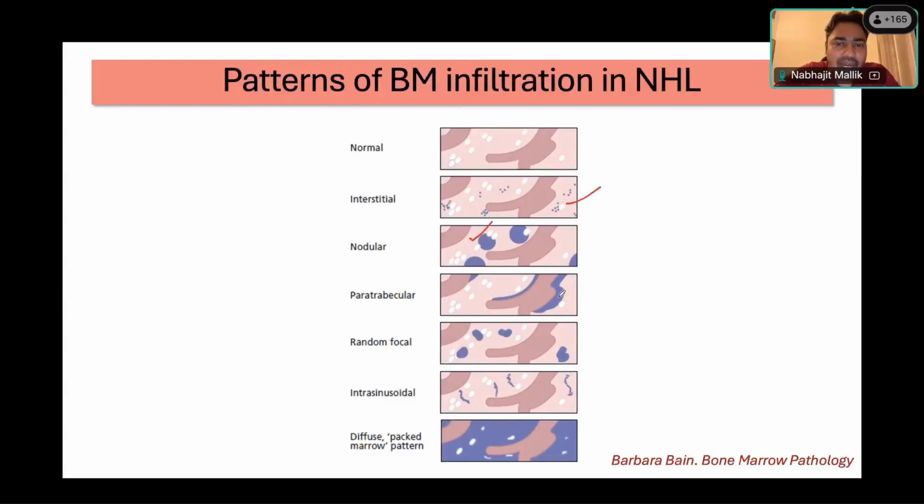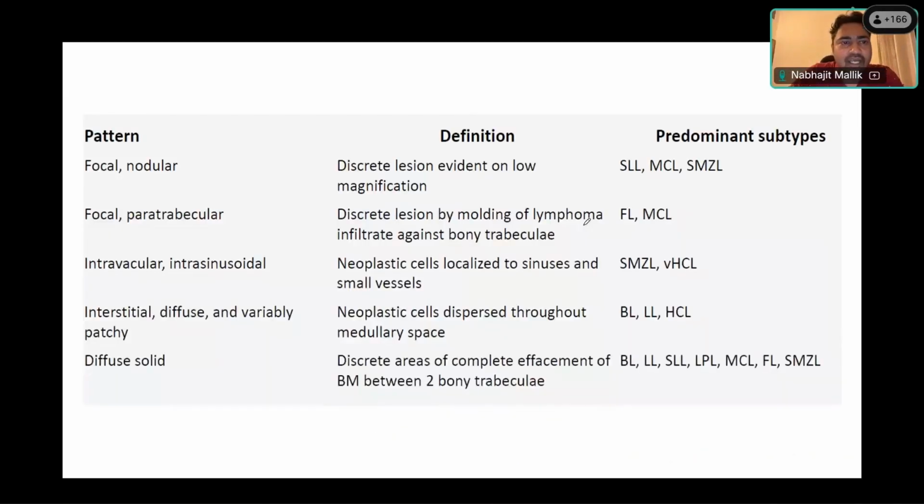Out of these, the paratrabecular one is much more commonly seen in neoplastic lymphoid infiltrations, that is lymphoma infiltration, rather than a reactive cause. Interstitial, nodular, etc. can all be seen in reactive lymphoid proliferations also. This looks more like a neoplastic process at the moment. And if you see paratrabecular, it is much more common in follicular lymphoma compared to everything else.